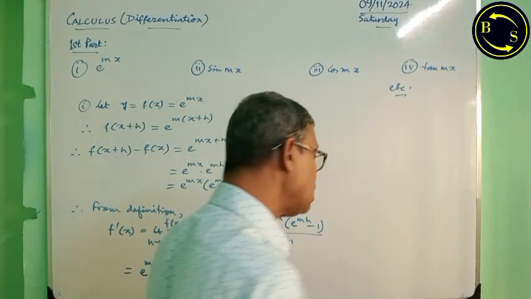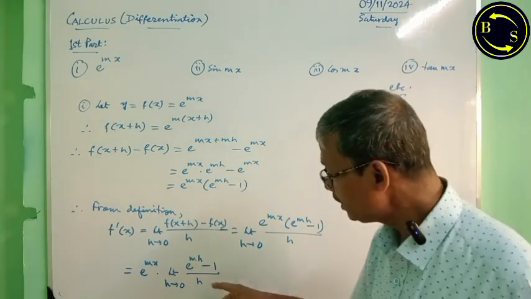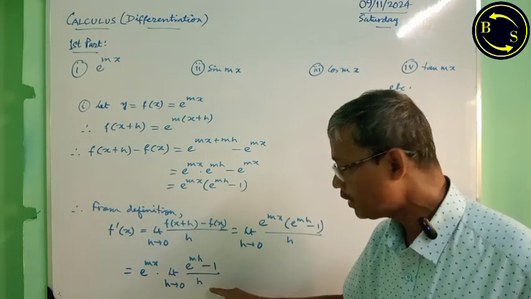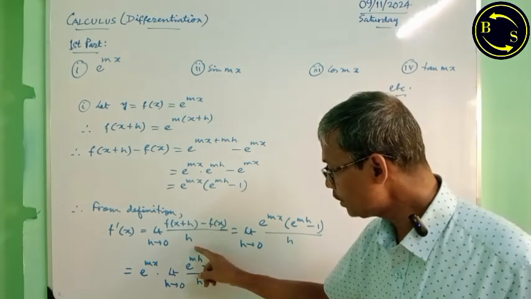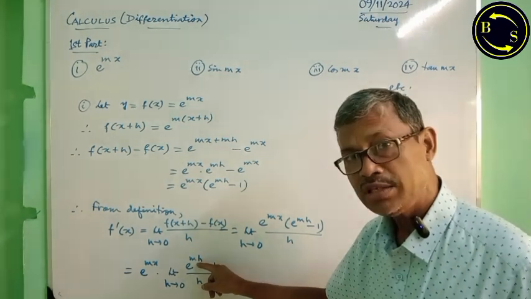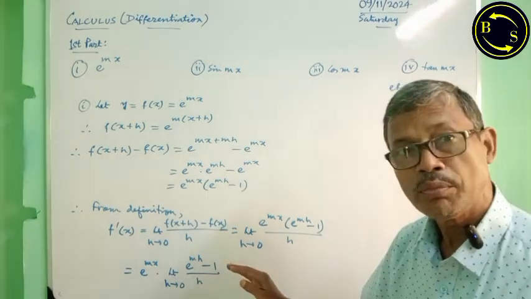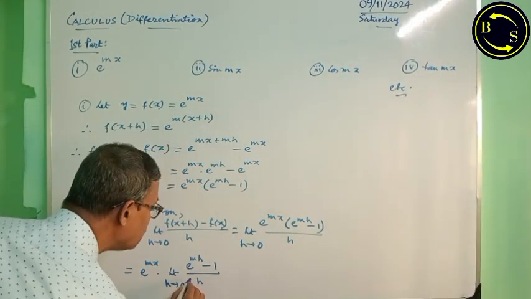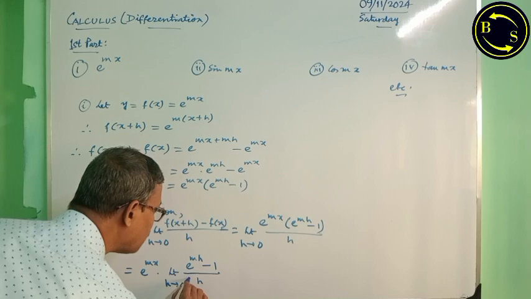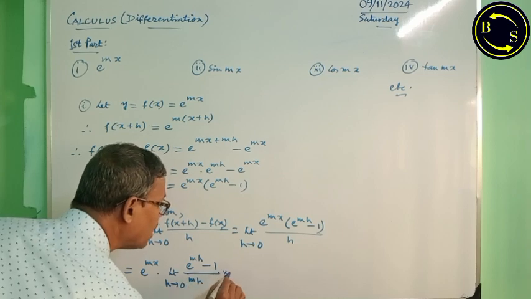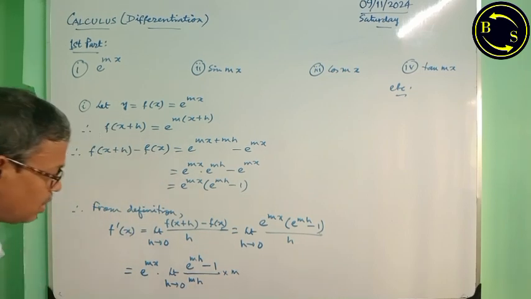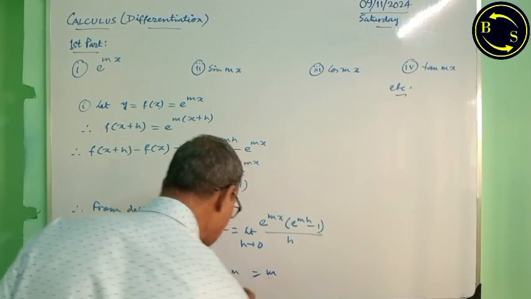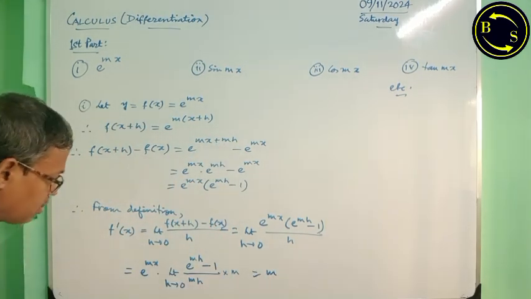But the standard limit is that limit h tends to 0 of (e to the power h minus 1) divided by h. Here in place of h it is mh. Therefore, to make the standard limit we multiply the denominator by m, and for balancing this one, therefore, this is equal to m. M is constant.